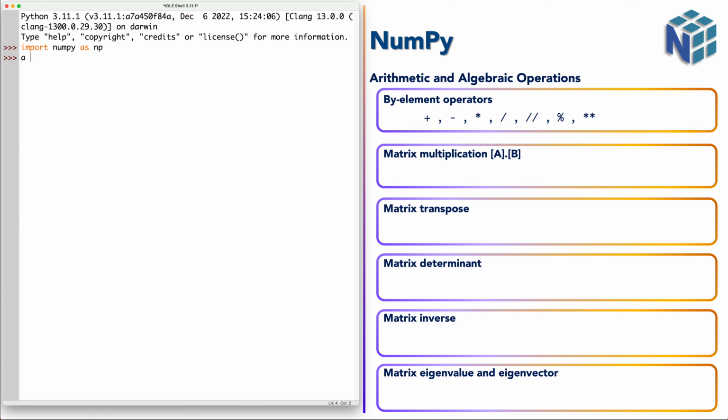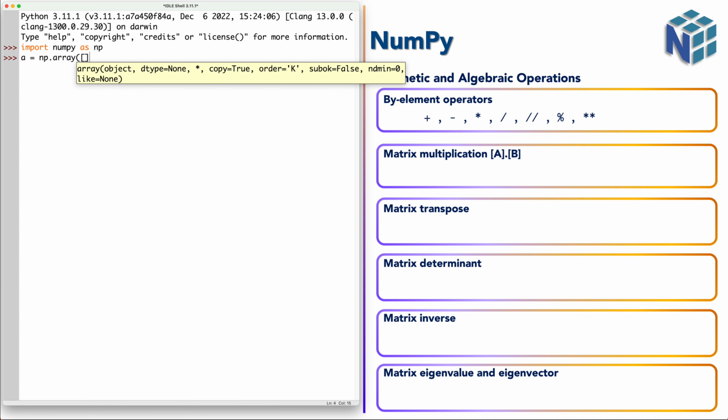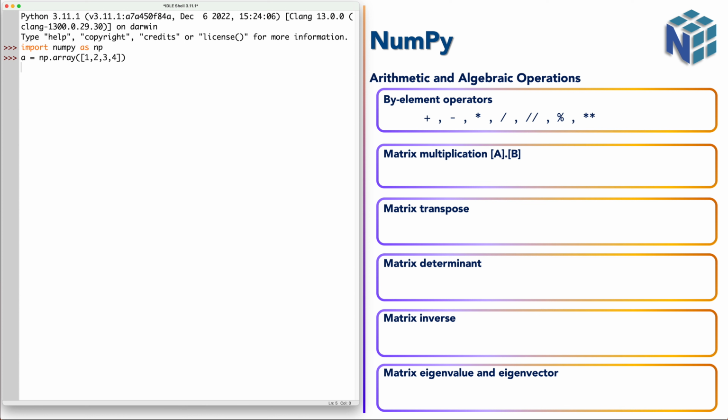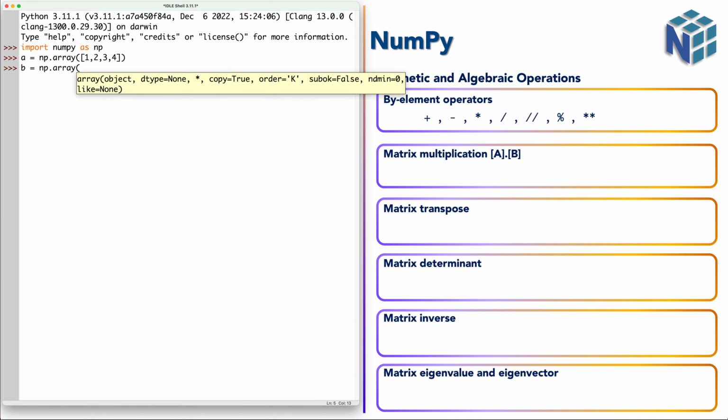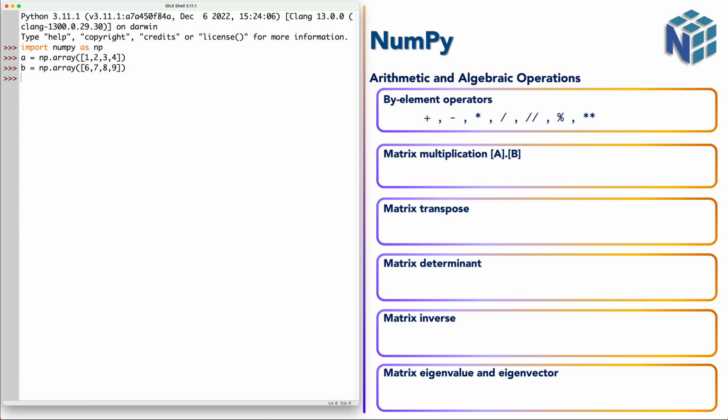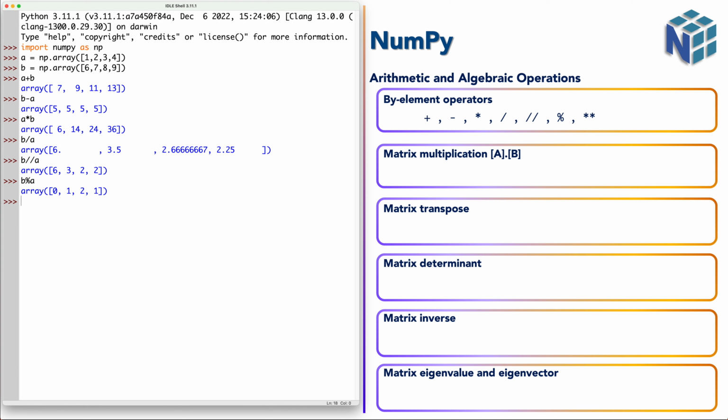For example, let's say A and B. Now let's go through them one by one quickly. So as you see, it performed the operations element by element. If we look at the multiplication, it multiplied corresponding elements, but it is not exactly what we know as matrix multiplication. For matrix multiplication, we need to use the dot product function, which is dot, in this format.